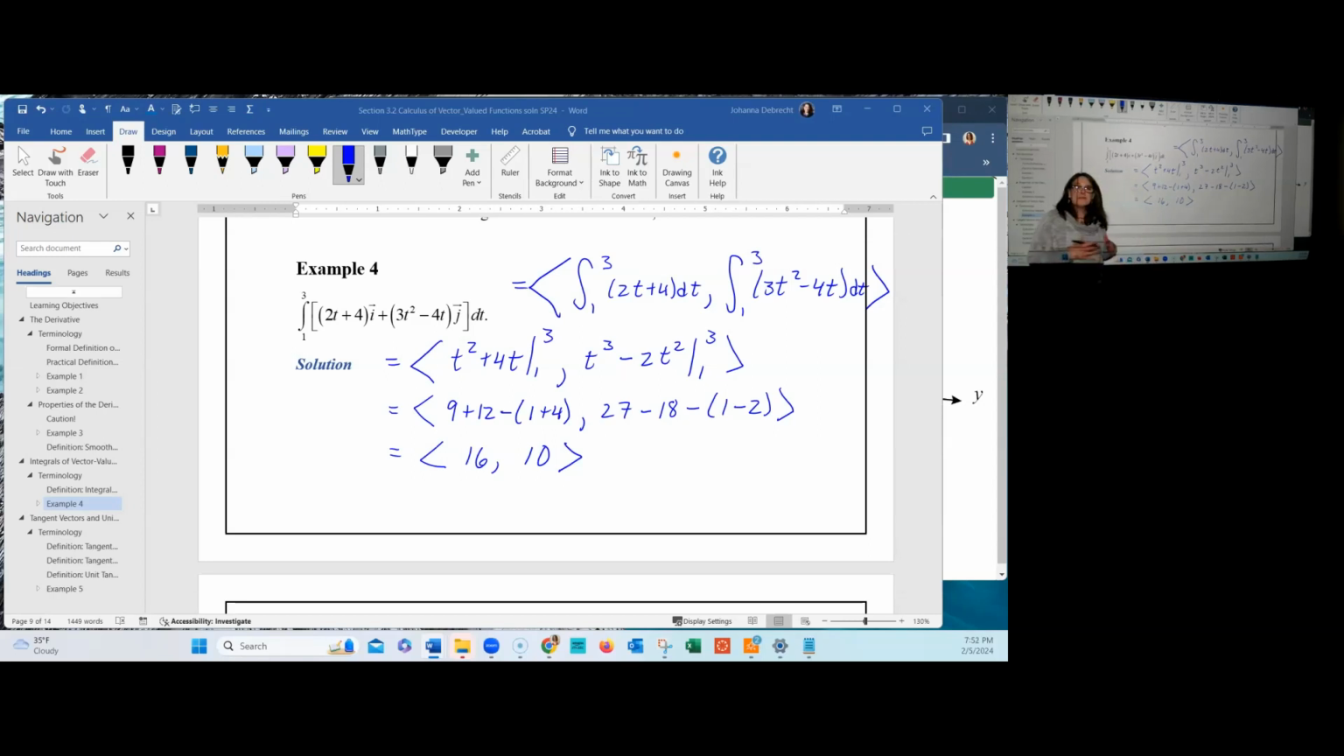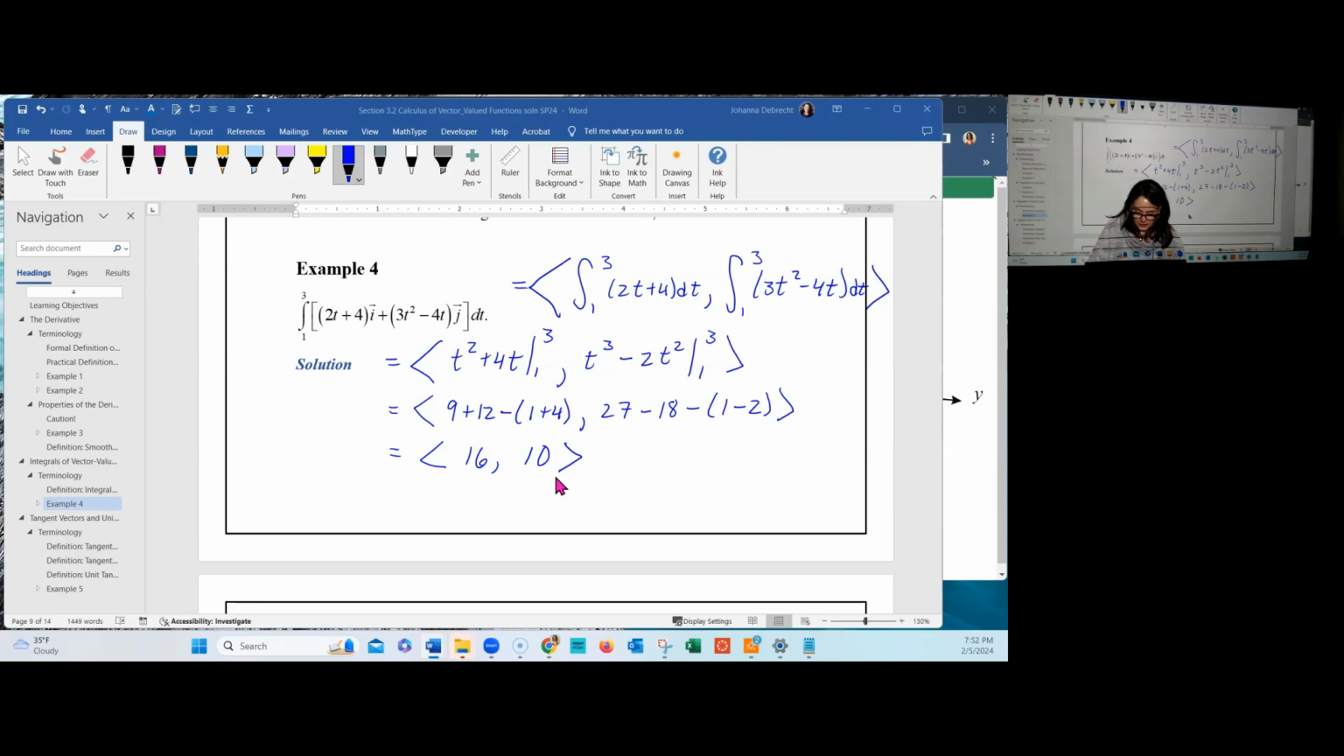So this one is much simpler than the ones we did before when we were working with the properties of the derivative. You simply integrate the two real valued definite integrals, and you get 16 for the first and 10 for the second. So the integral of the vector valued function is the vector 16, 10.